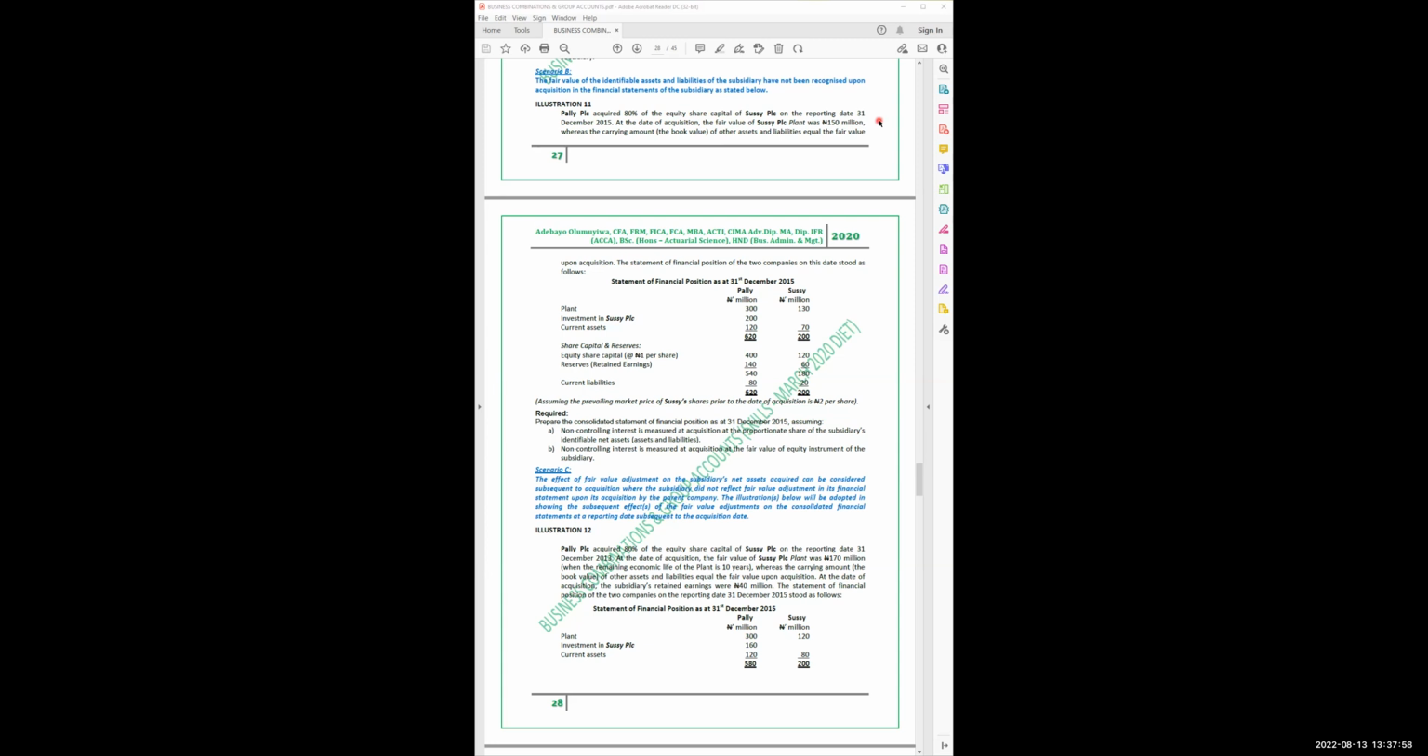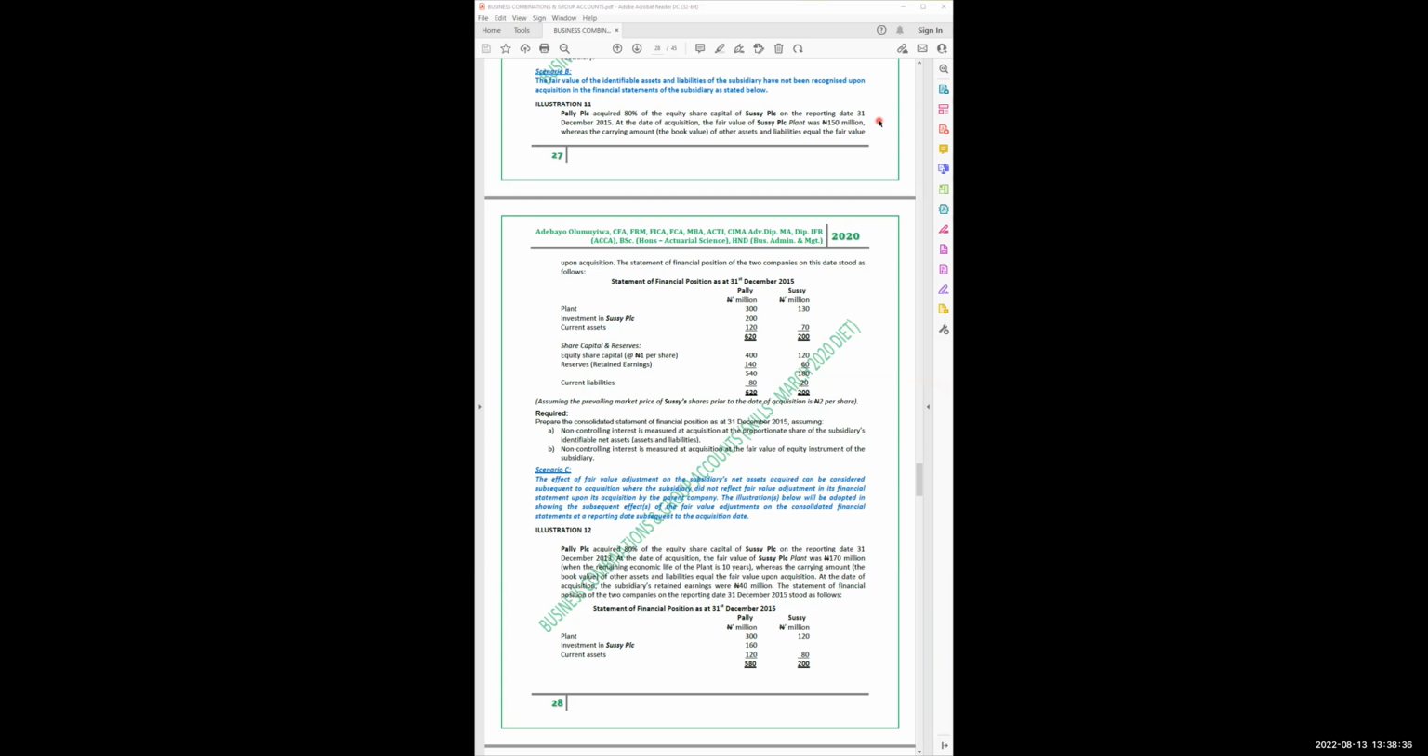Statement of financial position at 31st December 2015. Pali plant is 300, Suzu 130. Investment in Suzu PLC 200. Current assets for Pali 120 and Suzu 170. Share capital and reserves. Equity share capital at ₦1 per share for Pali 400 and Suzu 120. Reserve for Pali is 140, Suzu is 60. Current liabilities for Pali 80 and Suzu 20. Total equity and liability is 620 for Pali and 200 for Suzu.